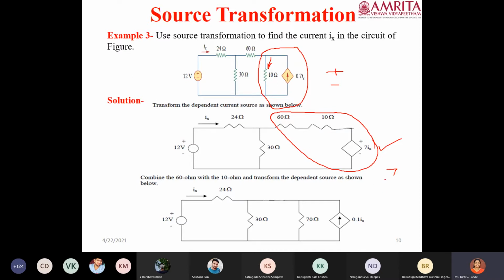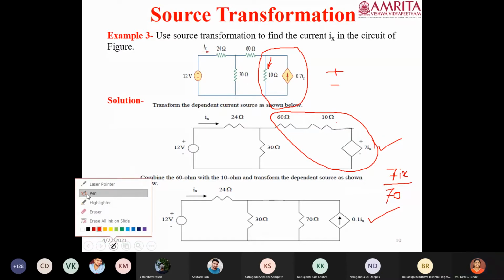You are finding out the current. So current is equal to voltage by resistor. Are you all following me? Yes, ma'am. So 0.1. Yes, so you will get 0.1 Ix, and the direction of the current source will be in upward direction because the polarity is positive on the upper side, correct?